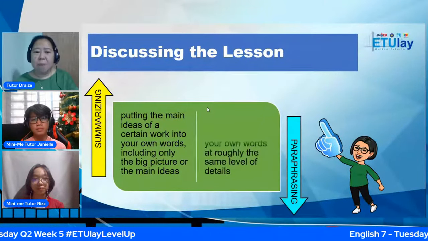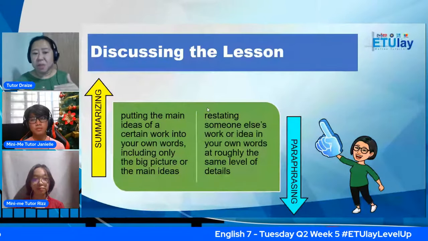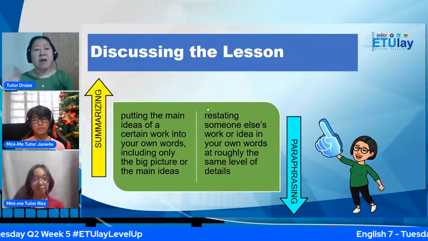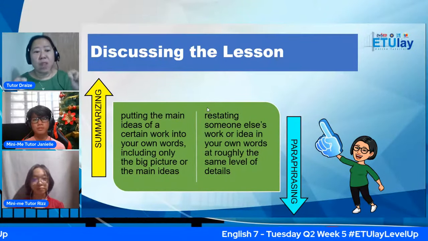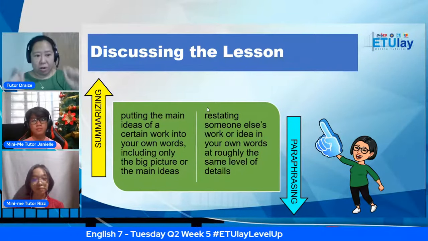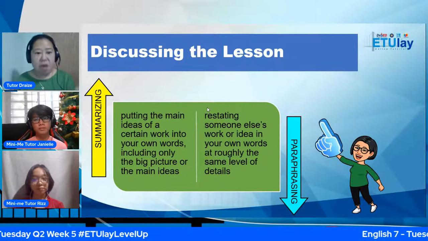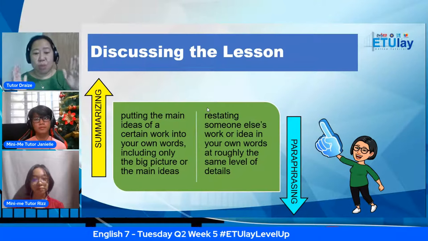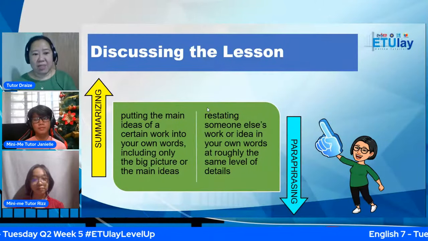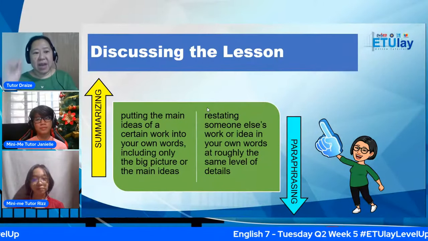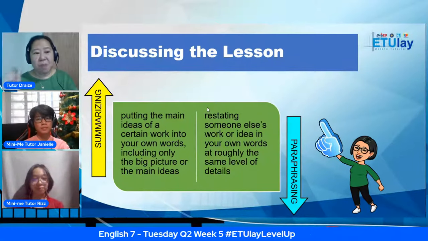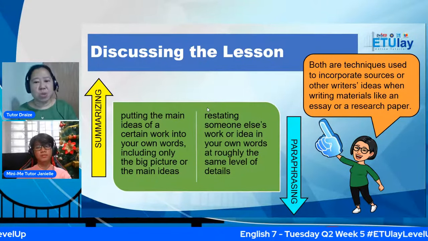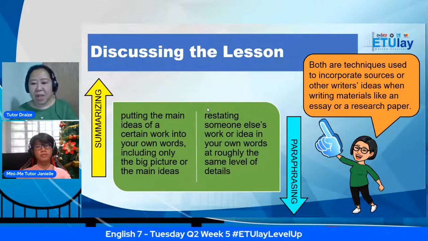Now, what about paraphrasing? Paraphrasing, on the other hand, is restating someone else's work or idea in your own words at roughly the same level of details. Okay. Now, it is very important to take note that you will not change the idea of the author. This is a sign of our respect to the author's ideas and to the author himself. Okay, so remember that respect is something that we really, really value. So don't ever forget that. We don't include our opinions because the ideas of the author must be respected and must remain in summarizing and in paraphrasing. So both are techniques used to incorporate sources or other writers' ideas when writing materials like an essay or a research paper.